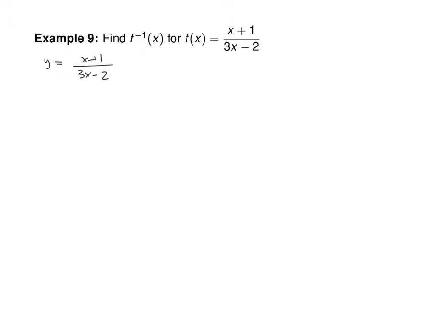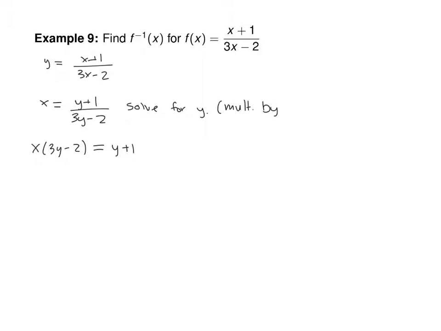When you flip-flop the x's and y's, what does it become? X equals... And you're going to have to solve for y. Does that look familiar? You did stuff like that, didn't you? Okay, so the first step was to multiply by 3y minus 2. So that's x times 3y minus 2 equals y plus 1. Then you distribute, which gives you 3xy minus 2x equals y plus 1. So far, do you understand those two steps?